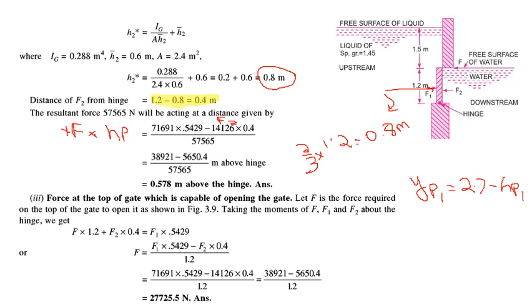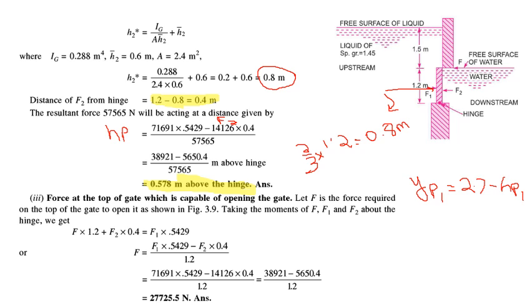So we take this F to the denominator, so we can have this HP, and solving it, we have our answer, which is 0.578 meter from the hinge. So I believe now this will be clear to you guys.